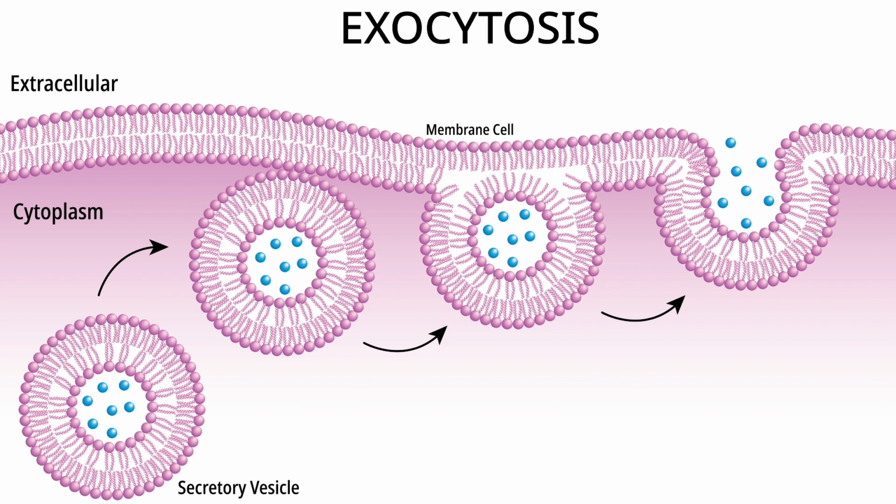And cells will also get rid of large organic compounds or maybe secretory proteins through a process called exocytosis, where you have a membrane-bound vesicle that will fuse with the membrane and release the substance outside of the cell. All right, so that is a brief overview on how cells move things into and out of a cell.